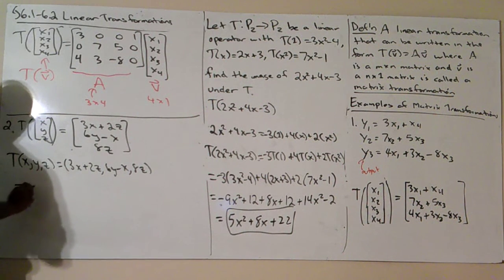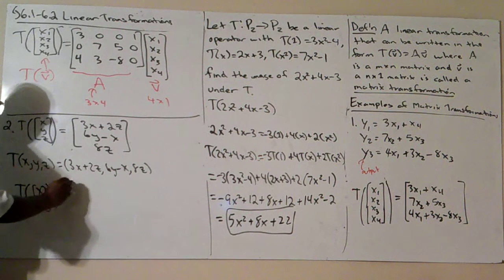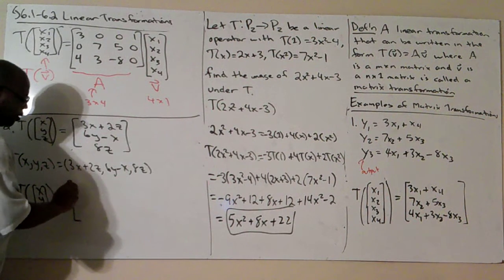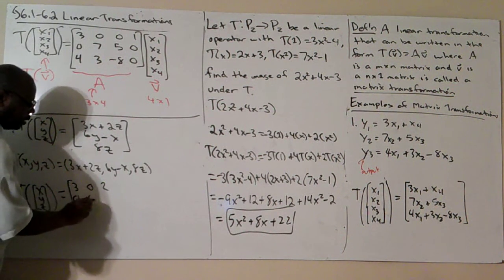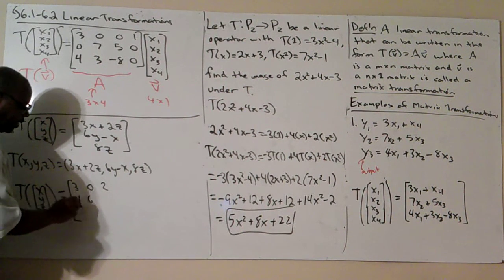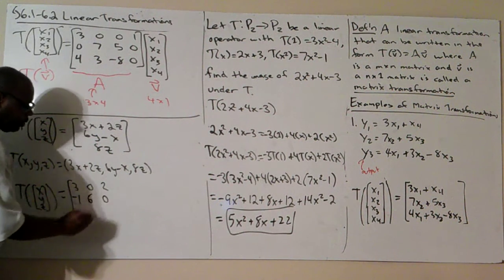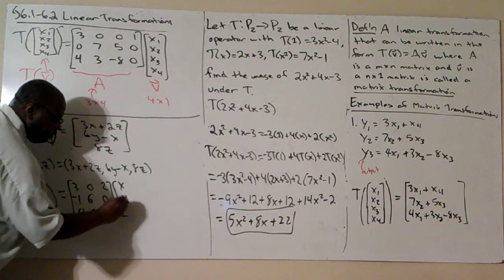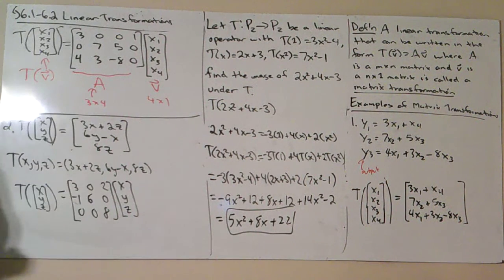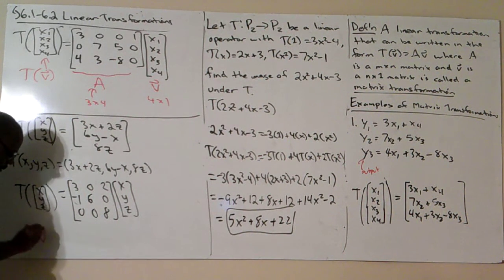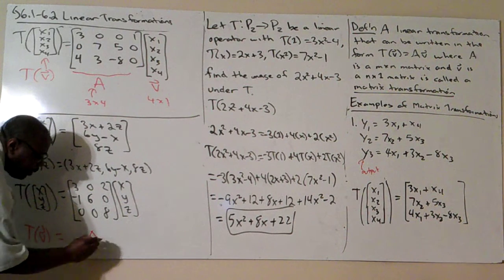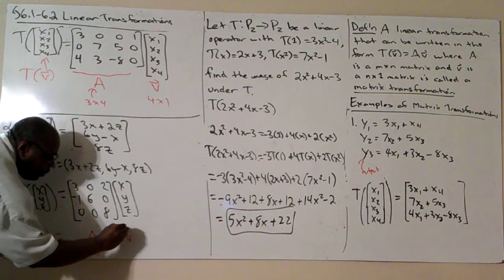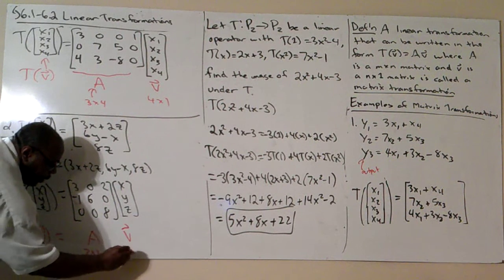So we have T of x, y, z, which is going to be my V. xyz is my V. It's equal to, I'm going to write my matrix here: 3, 0, 2, then negative 1, 6, 0, then 0, 0, 8, times x, y, z. Again, this is T of V equal to A, which is a 3 by 3, times V, which is a 3 by 1.